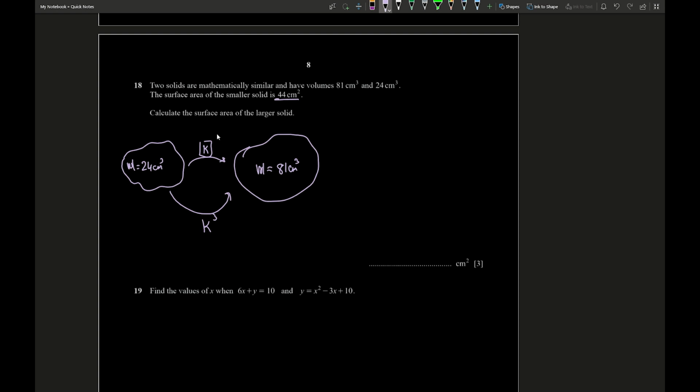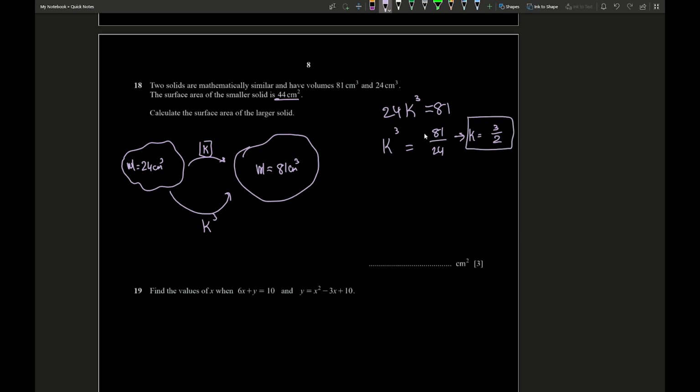So the side length has been multiplied by k and the volume has been multiplied by k raised to the power of 3. That means that 24 times k raised to the power of 3 is equal to 81, meaning that k raised to the power of 3 is equal to 81 over 24. So we can take the cube root of 81 over 24 to find k, which would give us 3 over 2. So this is the value of k.